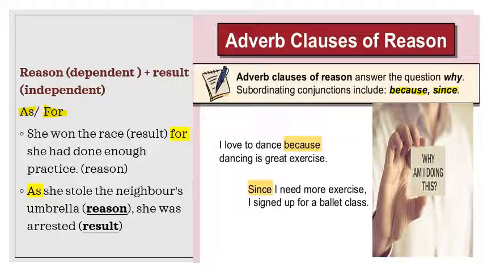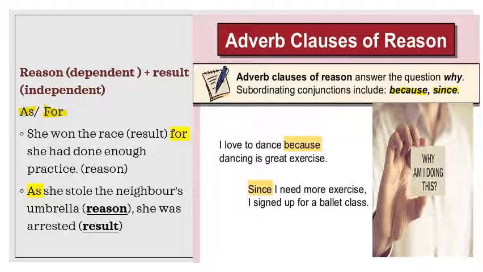And the other one is, she won the race, and here I'm showing you where the result clause is and where the reason is. She won the race, which is the result, and the result is the independent clause. For she had done enough practice, this is the reason clause, and for is my subordinating conjunction.